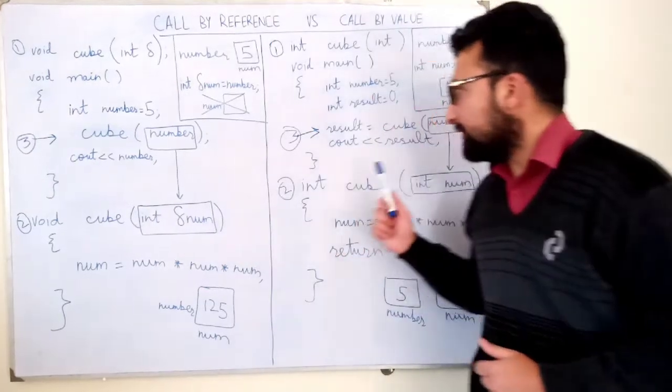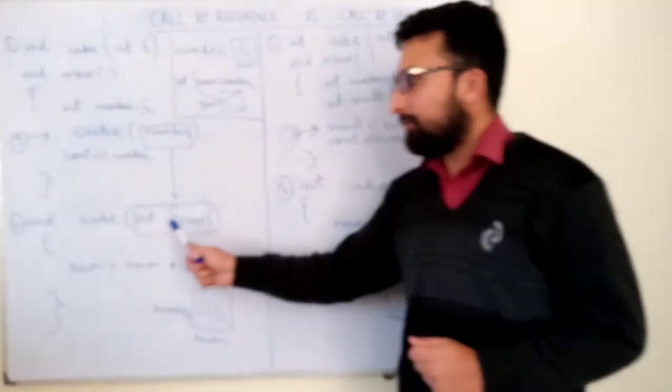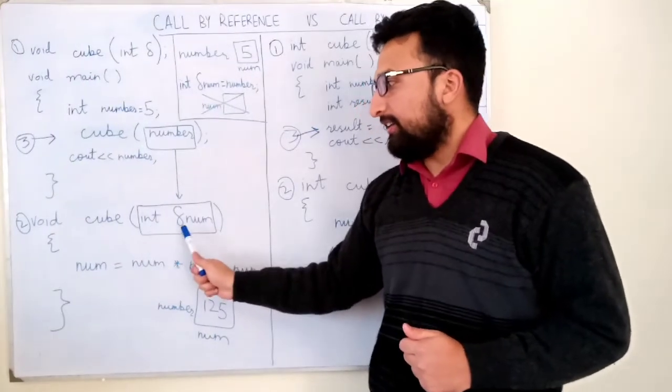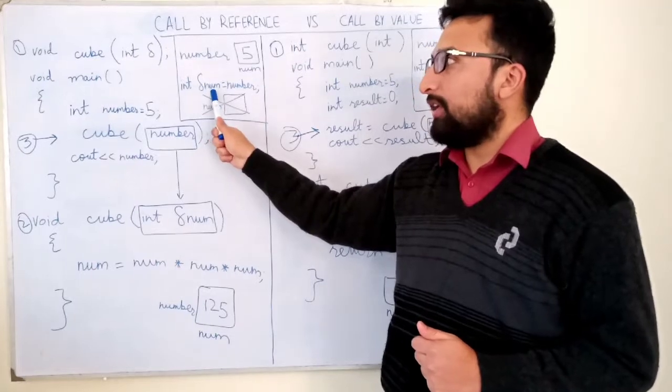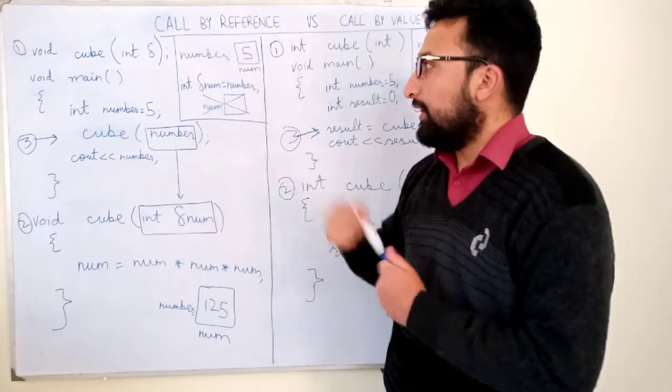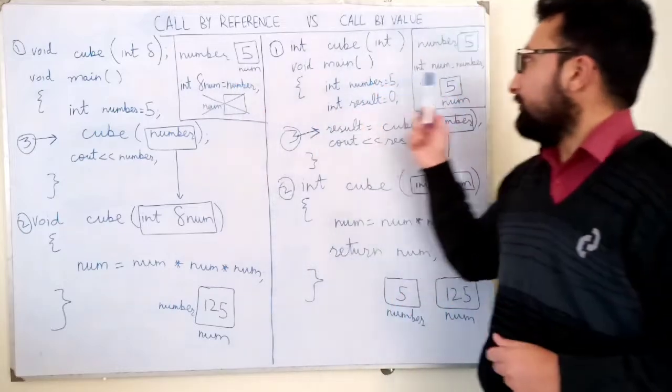And just as this statement was equivalent to int num equals number, this statement becomes int reference variable num equals number. So what does this statement do? This statement is a bit different from the earlier statement.